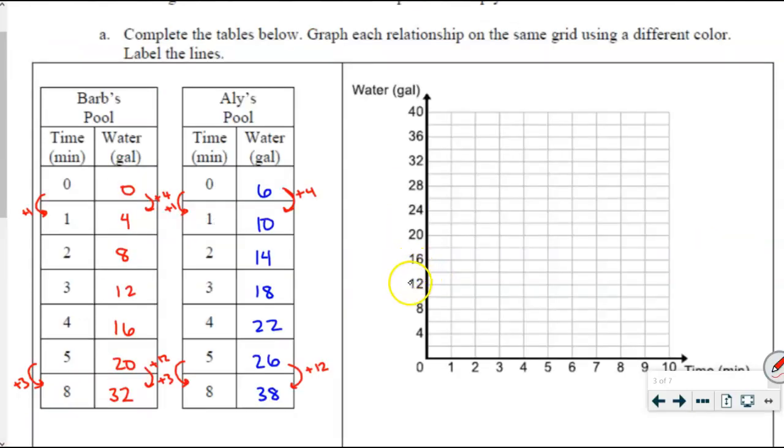All right, let's fill out these graphs. Barb is 0 and 0. Over 1 hour, up 4 gallons. Over 2 hours and up 8 gallons. 3 hours and 12 gallons. And you can see as I'm filling this out, all these points are landing in a nice straight line. And then we're going to jump to 8 and 32. So even when I jumped ahead and skipped, notice that it maintained that pattern. There's a big gap, but it maintained that pattern.